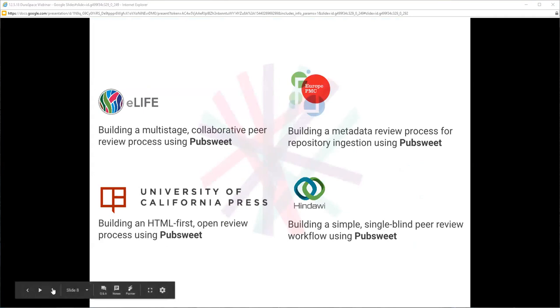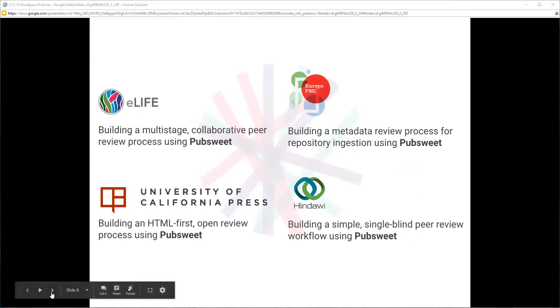Europe PMC is building a system to ingest articles into the Europe PMC archive. So this requires reviewing the metadata of these articles and approving them for admission into the archive. The University of California Press is building a peer review system for their journal Collabra, a psychology journal, that is going to be almost a Google Docs style peer review system where editors and authors can work together on a version of the manuscript and input changes directly to the manuscript during the peer review process.